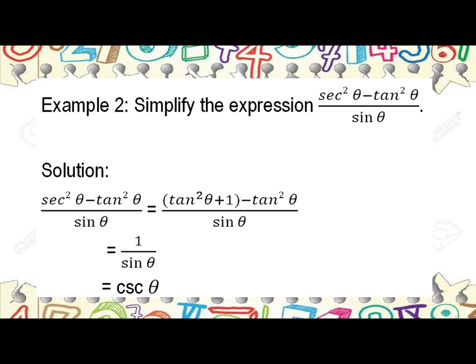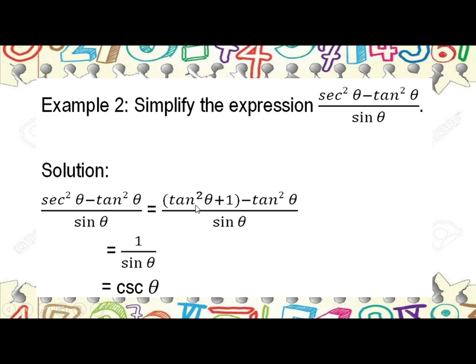So we have here the given expression. We are asked to simplify secant squared theta minus tangent squared theta all over sine theta. So we all know in the identity po na ang secant squared po sa Pythagorean, ang secant squared po ay equal sa tangent squared theta plus 1, right? So as you can see here, we have this one. Yung kanina po sa slide, ang secant squared ay equivalent to tangent squared theta plus 1.